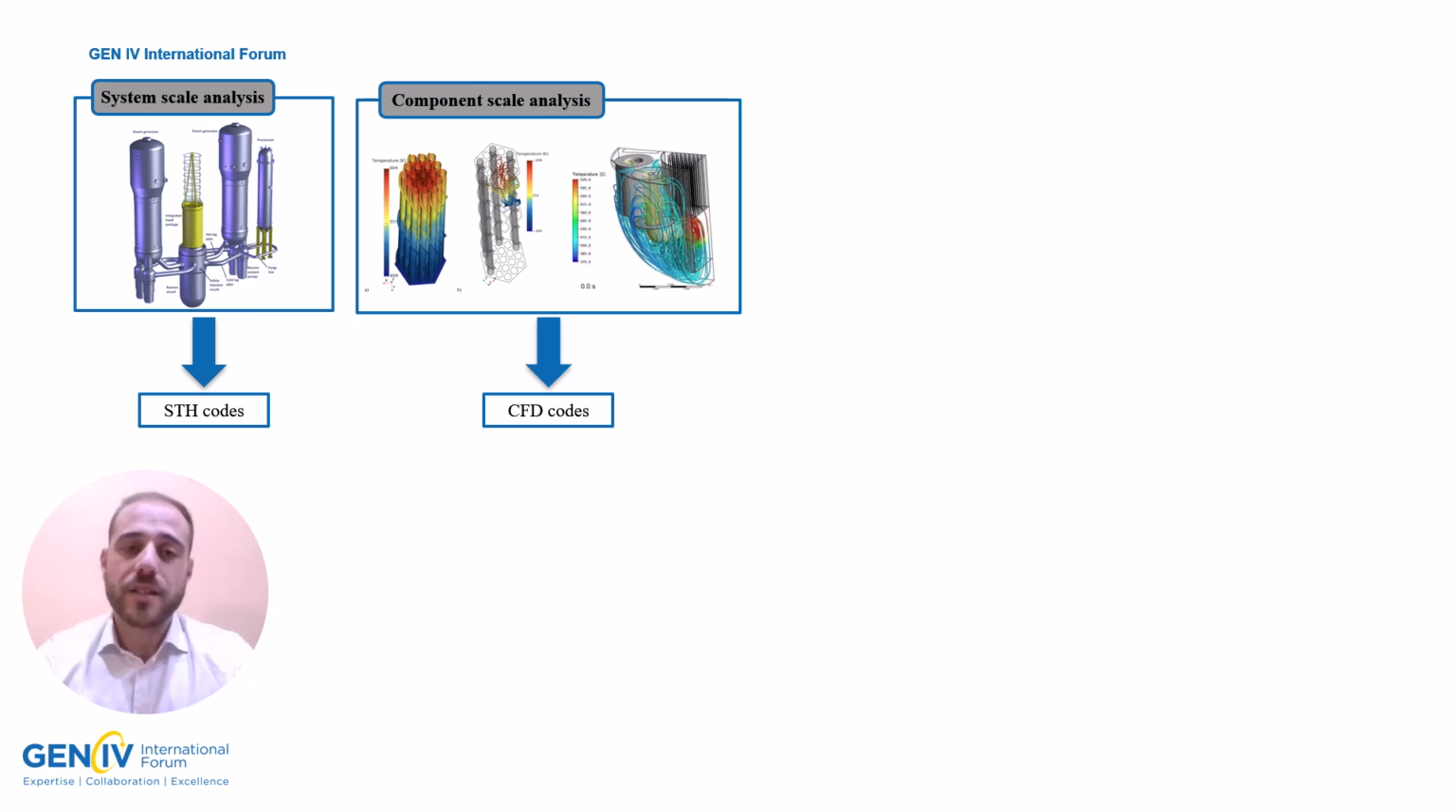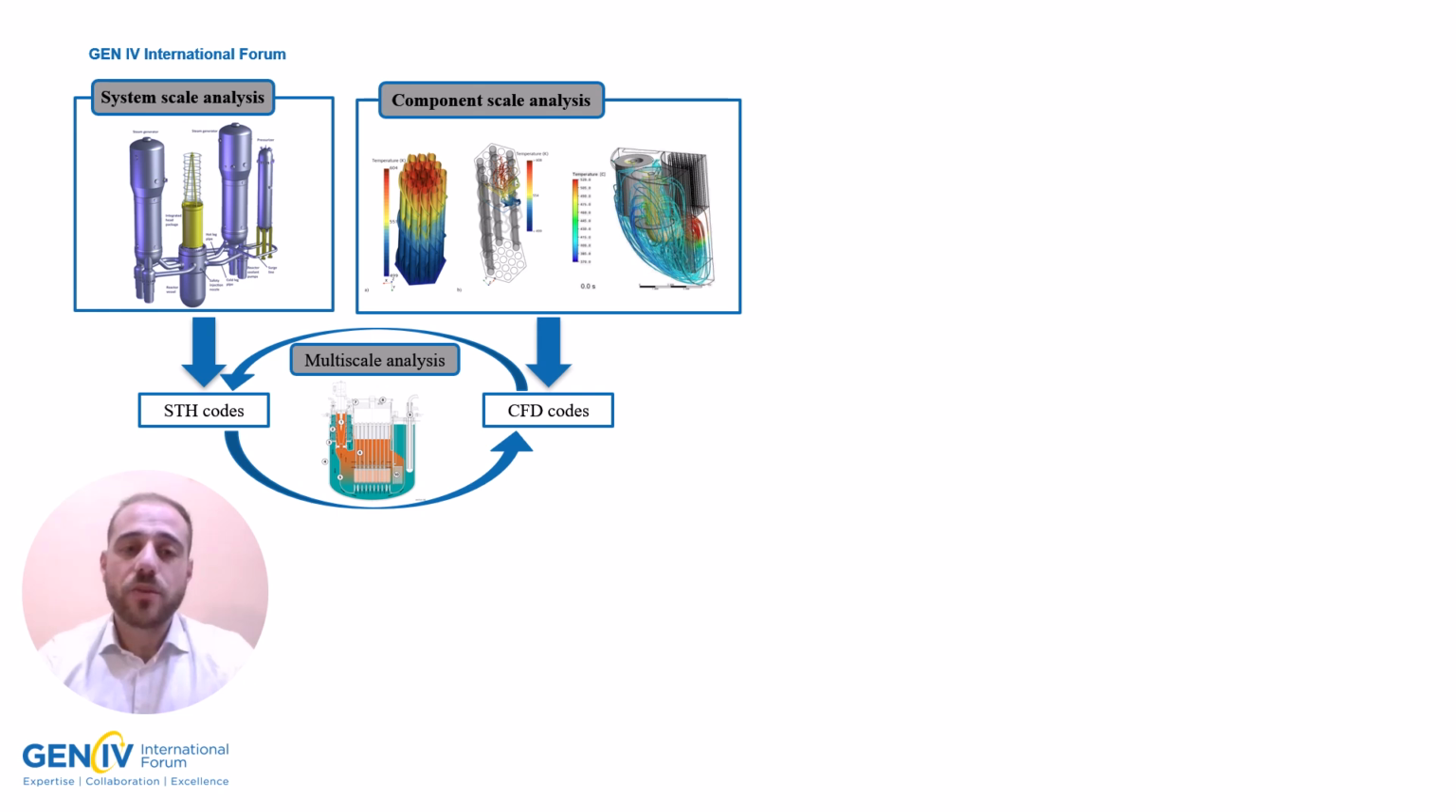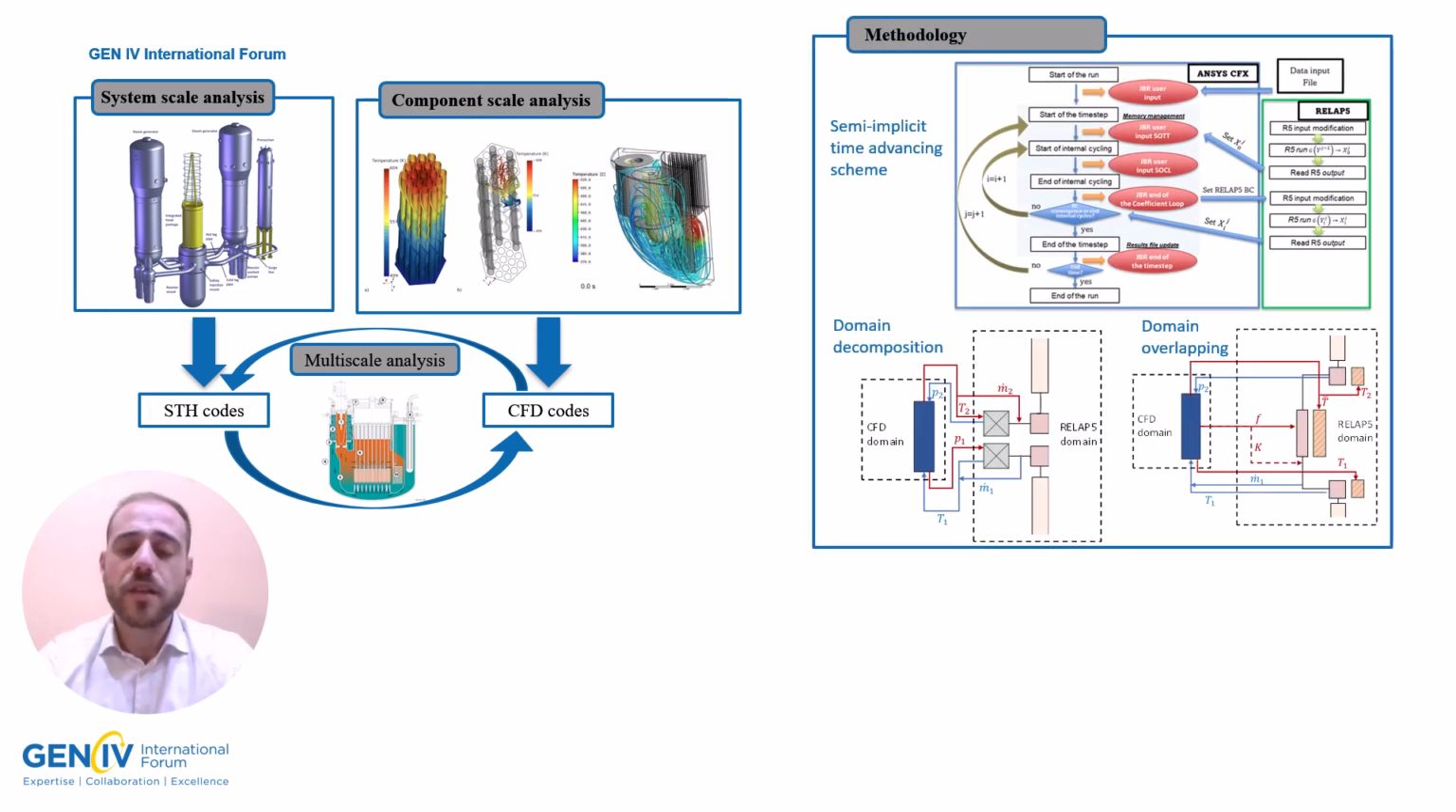These two kinds of analysis are addressed by one-dimensional system thermohydraulic codes and CFD codes respectively. Since lead-cooled fast reactors are characterized by several 3D phenomena, a multiscale approach to their analysis is more appropriate. And in my research activity, I developed a tool capable of coupling the system code RELAP5 and the CFD code ANSYS CFX. Different coupling strategies have been implemented, and we can distinguish them from the temporal and spatial discretization approaches.